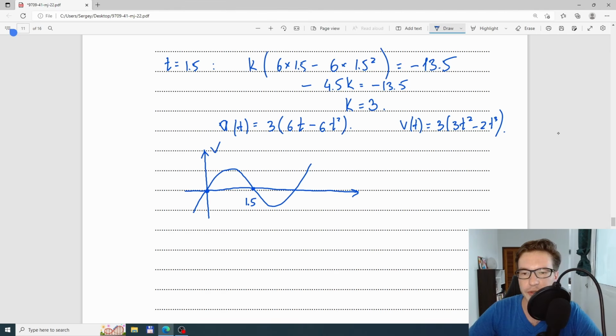Let's also substitute t equals 2 into the velocity to see if that point is here or if this point is here. Okay, 3 times 3 times 4 minus 2 times 8.